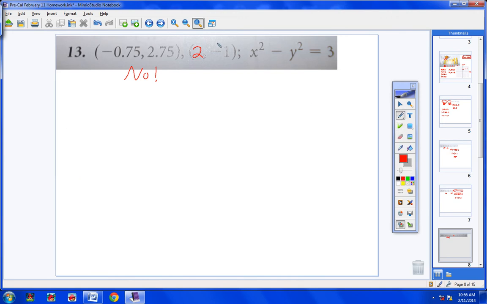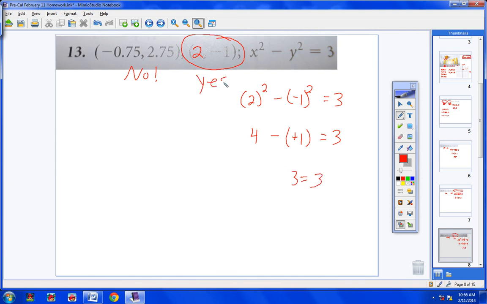Now let's go ahead and evaluate this ordered pair. So where the x is, I will substitute a 2. And where the y is, I will substitute a negative 1. Well, 2 times 2 is 4. Minus, now when you square a negative 1, you get a positive 1. So 1 times 1 is 1. And obviously 4 minus a positive 1 is 3. And 3 does equal 3. So this ordered pair here does satisfy the equation. Okay? All right, moving right along.